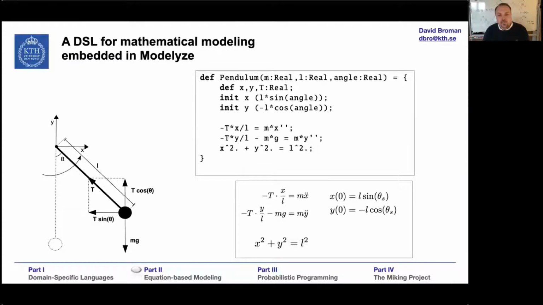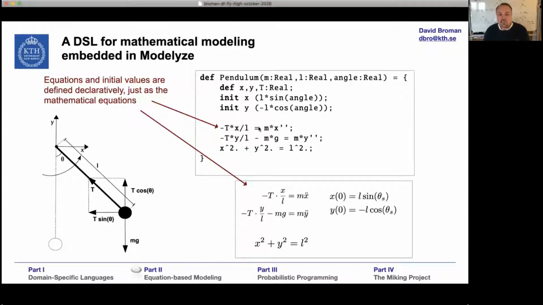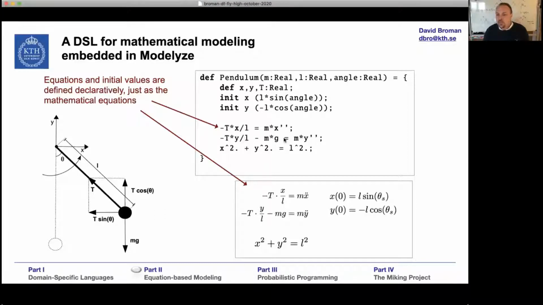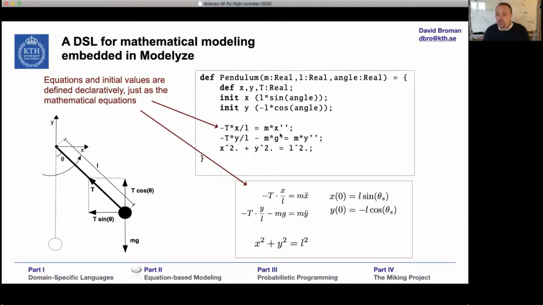And if you would express this in our language here, you can express it like this, the pendulum. And what you can see here without diving into the details is basically that the equations here are just typed right, exactly as the equations done in math. And this is an example of a declarative model. So we don't express here how you actually do it. You don't say, okay, here I use Runge-Kutta to do the numerical approximation, but you describe the model as equations. So the order here doesn't matter and you can manipulate them.